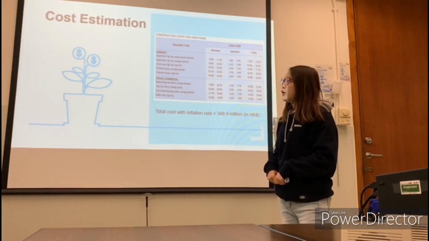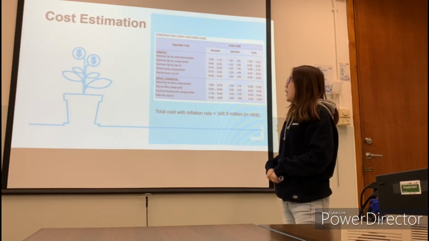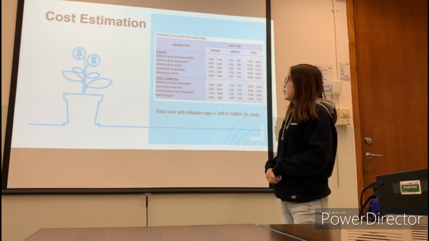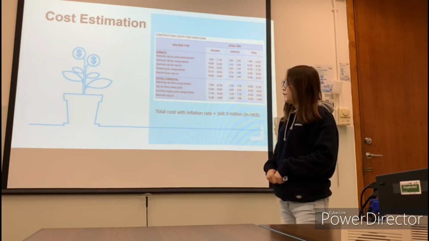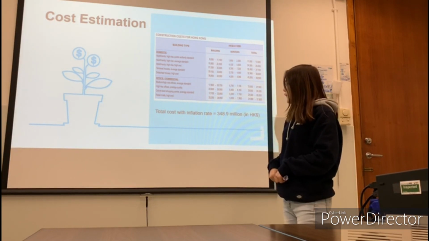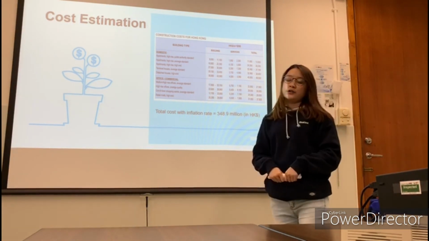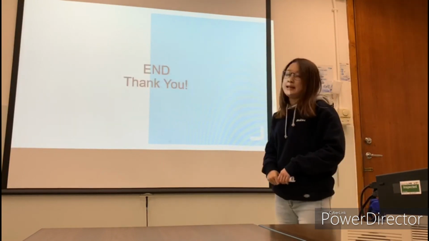And then I will move on to talk about the cost estimation. This table is the latest construction cost in Hong Kong, and after calculations, the total cost with the inflation rate will be almost 350 million Hong Kong dollars. And that is all of our presentation. Thank you.